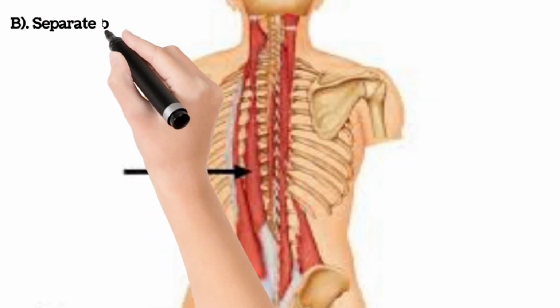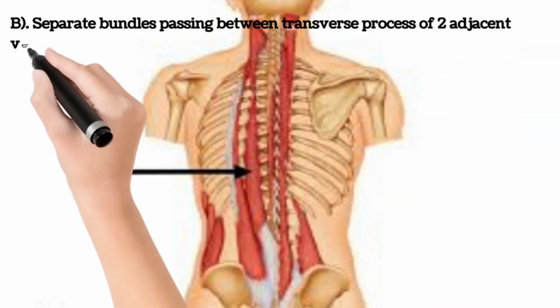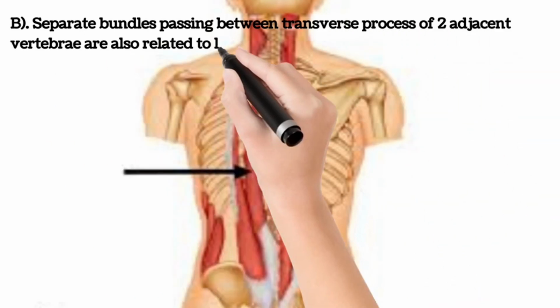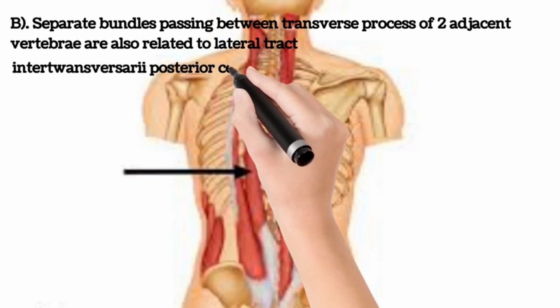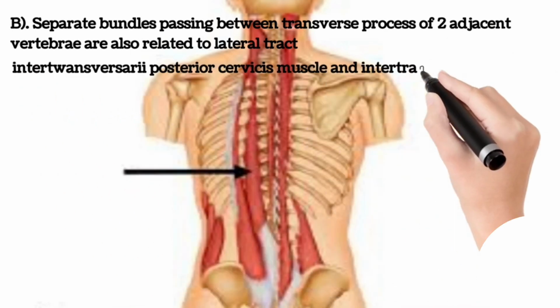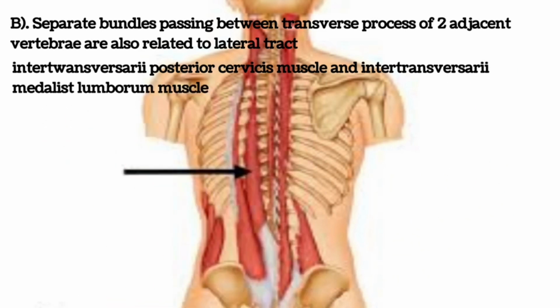Now the next category is separate bundles passing between the transverse processes of two adjacent vertebrae, also related to the lateral tract. These are intertransversalis posterior cervicis muscle and intertransversalis medialis lumborum muscle.